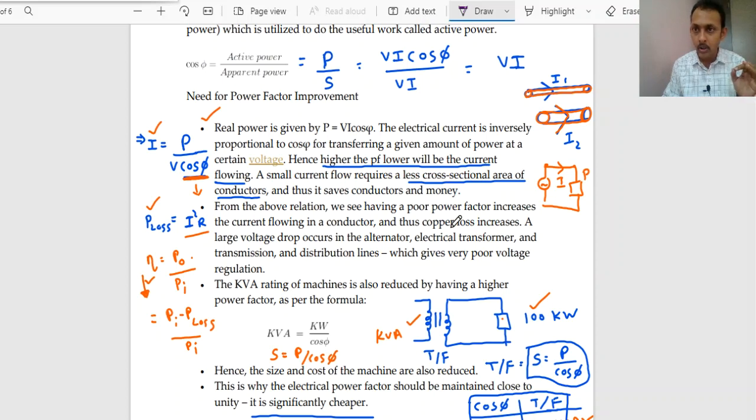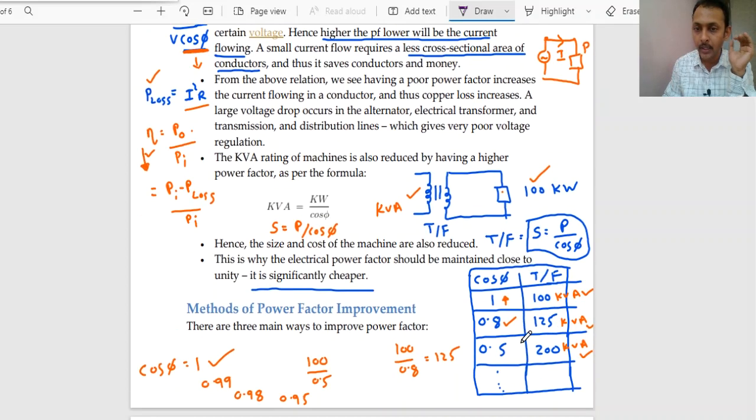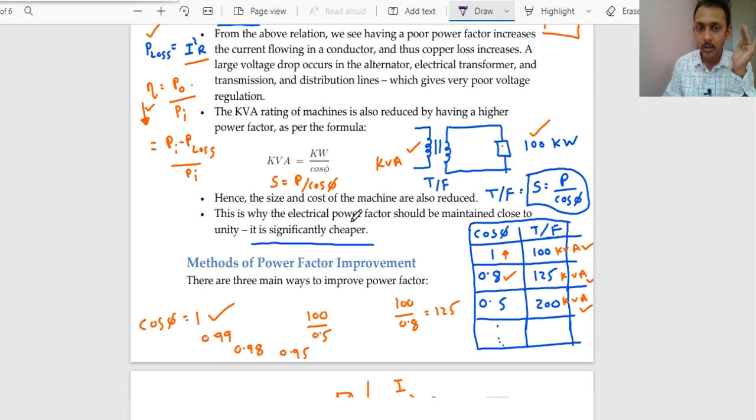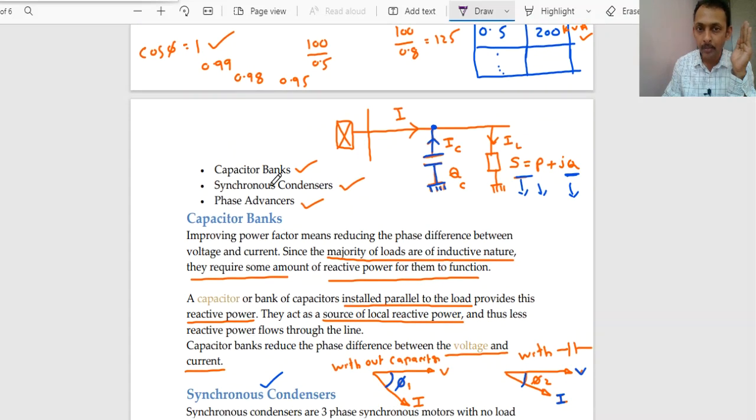If the current drawn is more, the cross-sectional area of the conductors will increase. And if the current drawn is more, more power will be wasted, I square R power loss. If the power wastage is more, efficiency will be low. And to serve the same load, if the power factor is low, the kVA rating and the size of the equipment will be increased. These are the drawbacks. For improving the power factor, we have capacitor banks, synchronous condensers, and phase advancers.